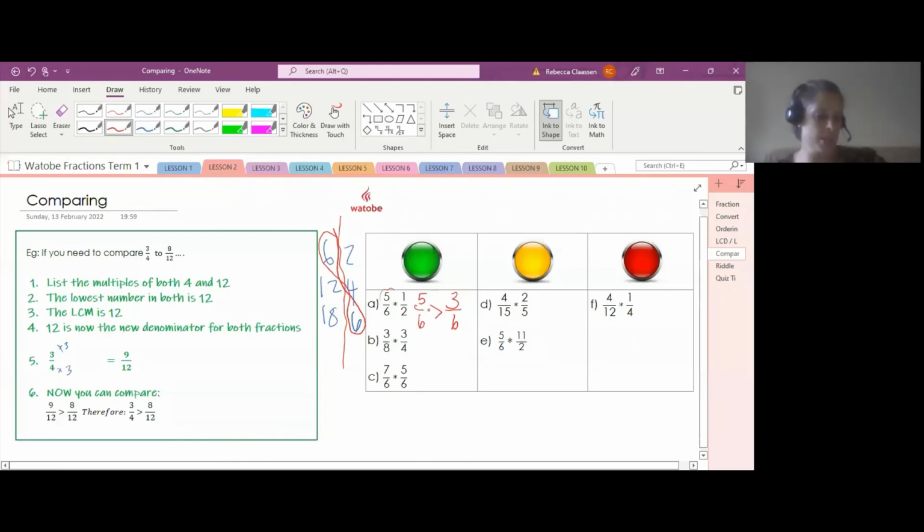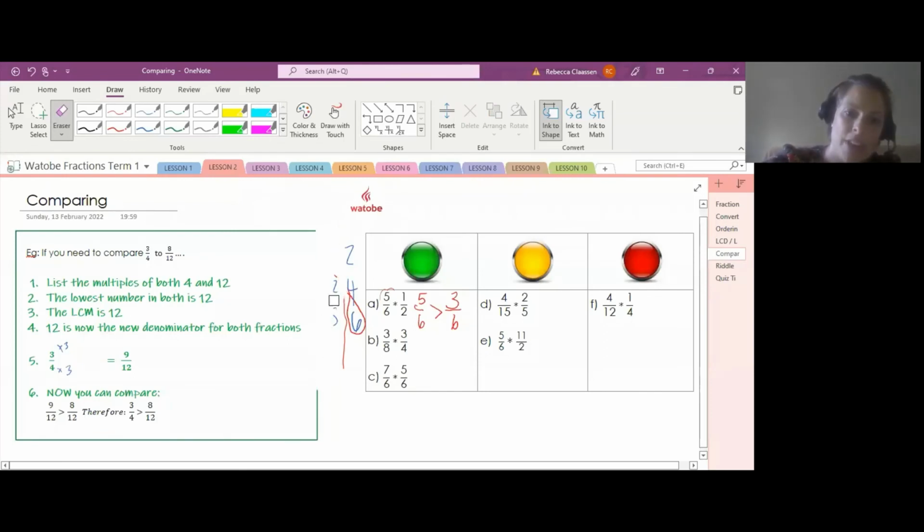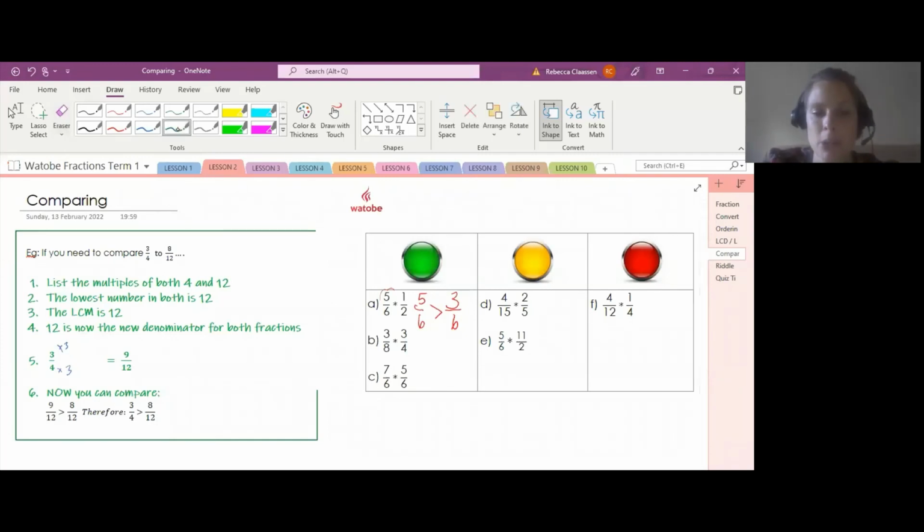So remember, when you're listing your multiples, the first multiple is the number itself. So very often we can just use that, but very well done. You would have gotten the same answer by using a bigger multiple, but it's just going to take you longer. All right. Let's do B for me.